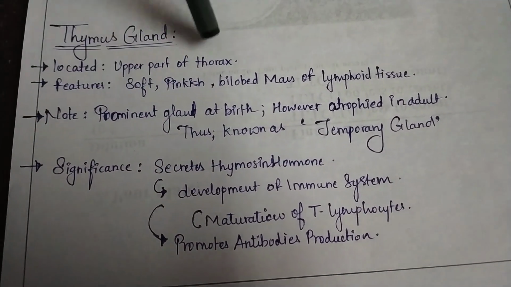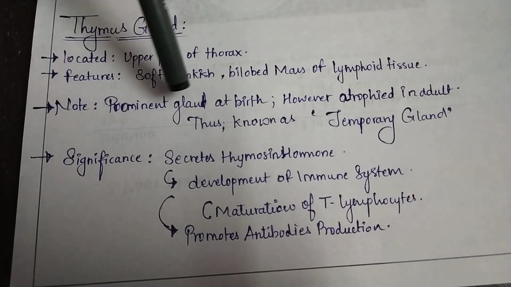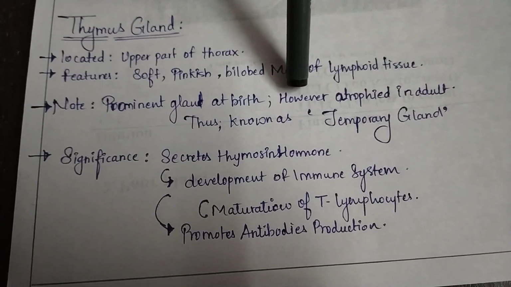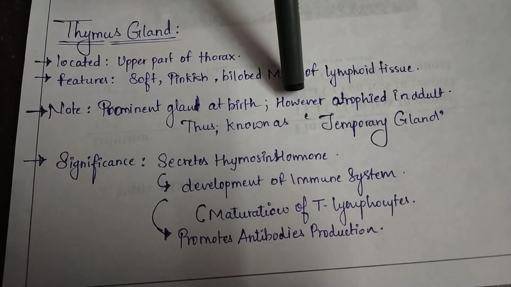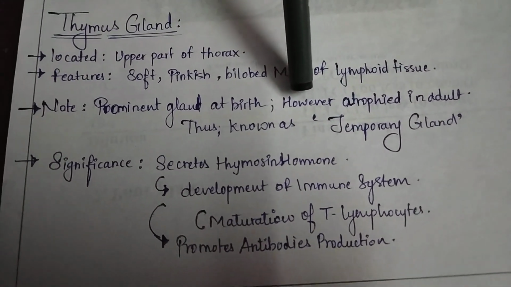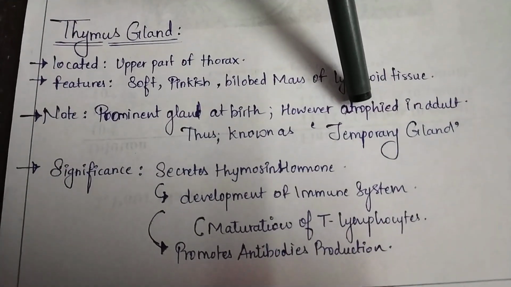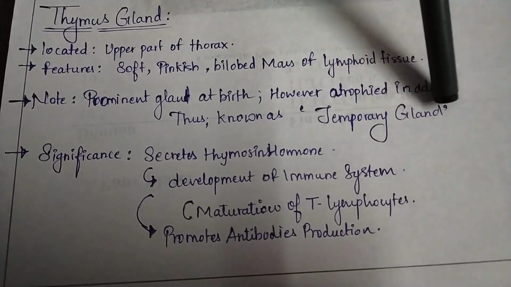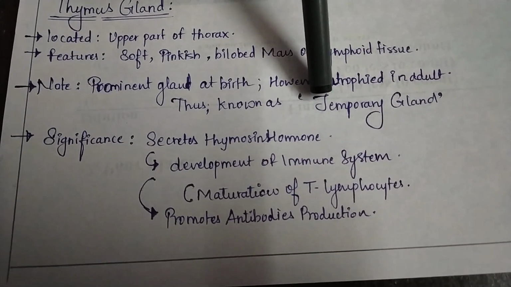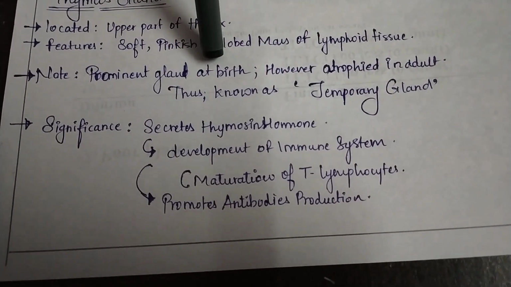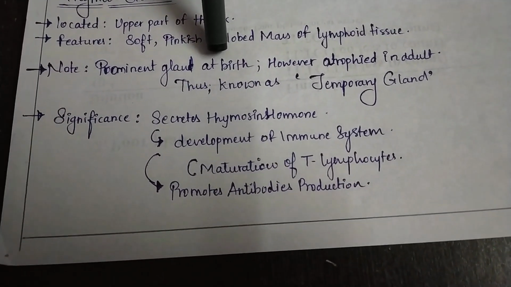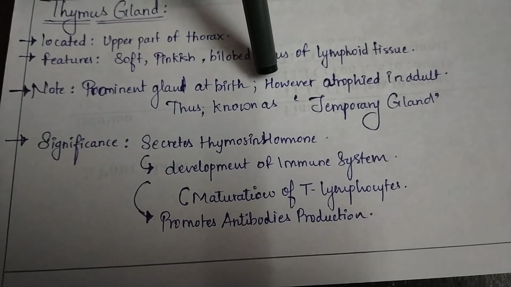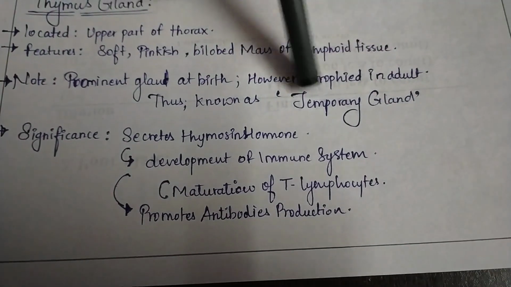Always remember, this thymus gland is very much prominent at the point of birth or during birth, but however as you go into the adolescence, during that period of time it gets atrophied, that is it gets reduced. So this is known as a temporary gland. That is why we call the thymus gland a temporary gland, because during birth it is very well developed and very much prominent, whereas when you go into adolescence and get into adulthood, at that period of time it gets atrophied.